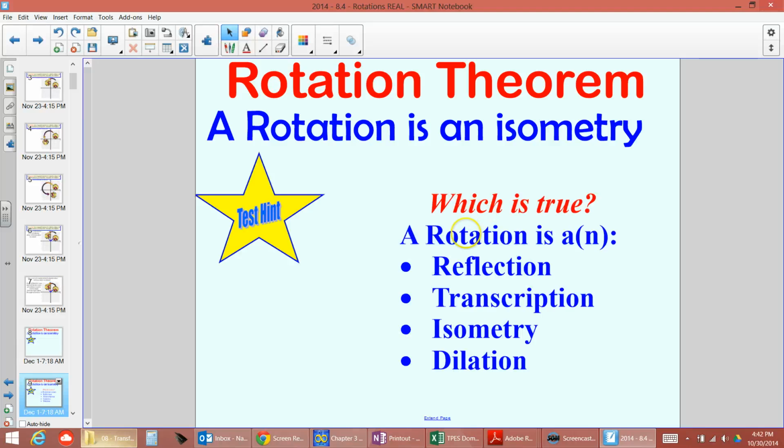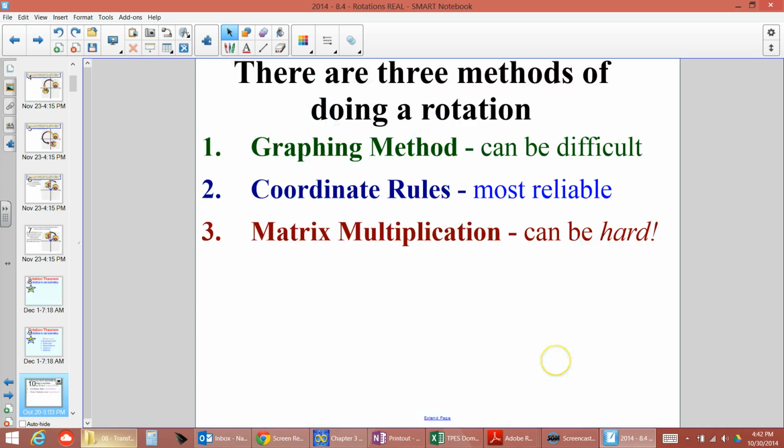I'm going to ask you, a rotation is a reflection, transcription, isometry, dilation. It's not a dilation, it's not a reflection. I don't know what a transcription even is, so it's got to be an isometry.